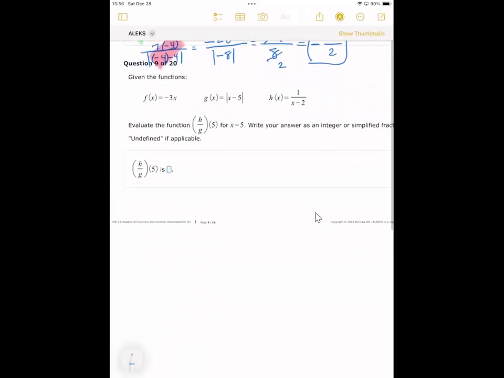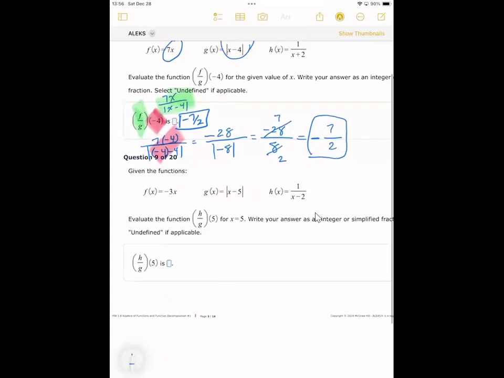Then it says, given the functions f of x is -3x, and you have a g, you have an h. G is absolute value of x minus 5. That's your g. And h is 1 over x minus 2.